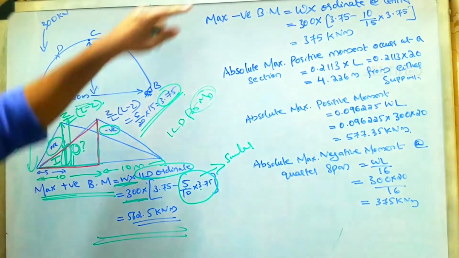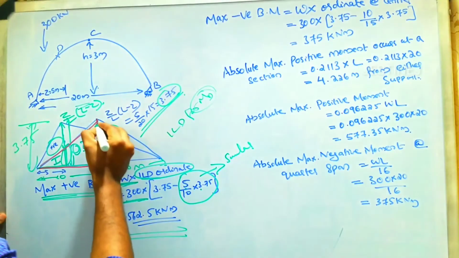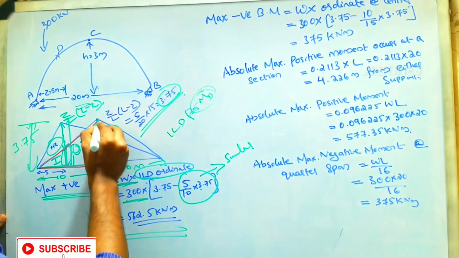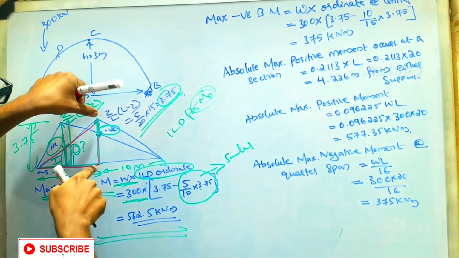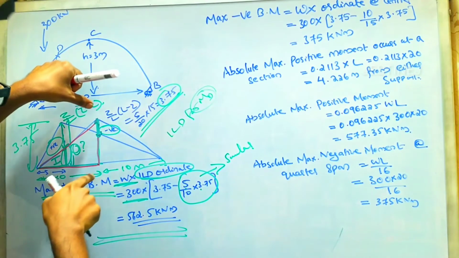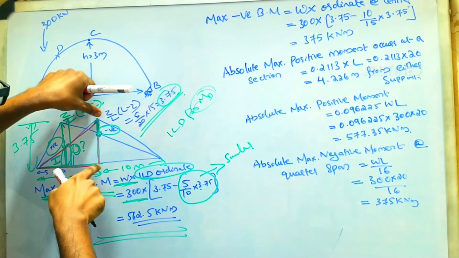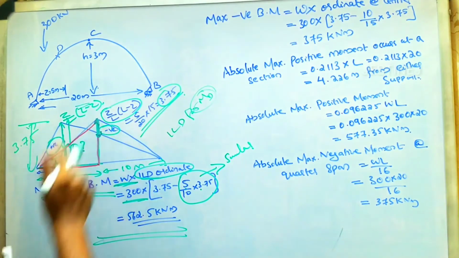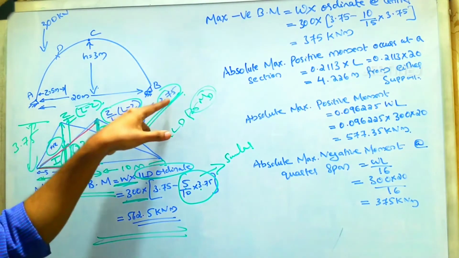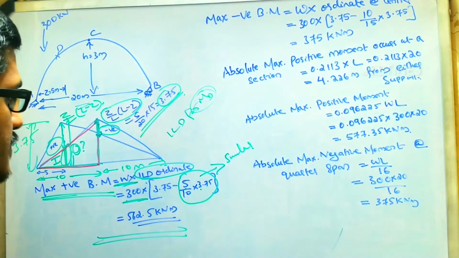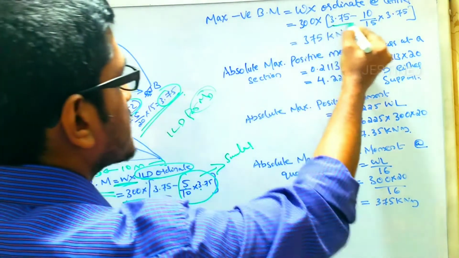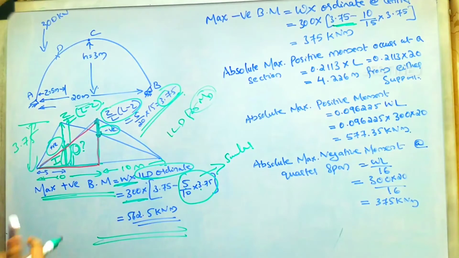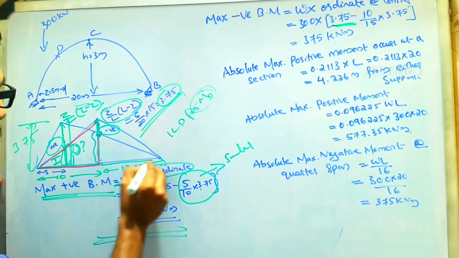Then similarly, you can find out the maximum negative bending moment. For that, you have to find out this ordinate. And we already know that this ordinate, the height, is 3.75. In the case of a parabolic arch, the maximum ordinate value is going to be Z by L minus Z. So you will finally get the value as 3.75. Then you have to subtract using the similar triangle law. Again, you have to use the similar triangle law.